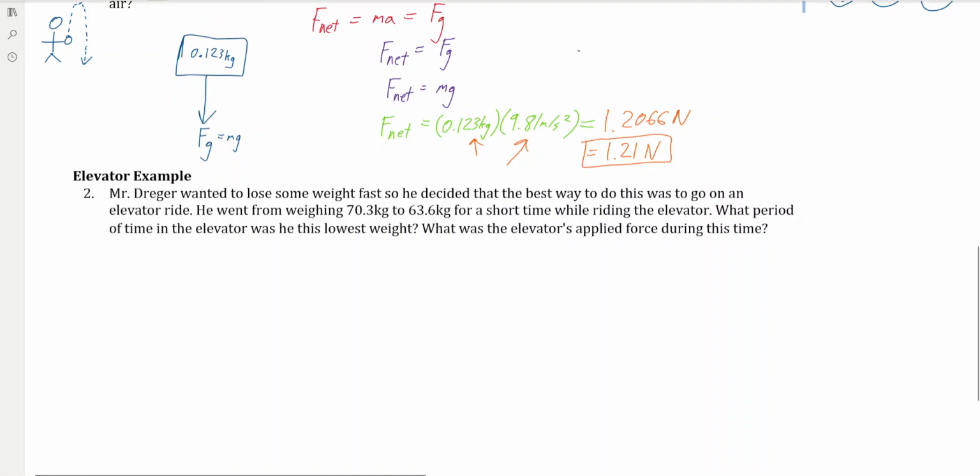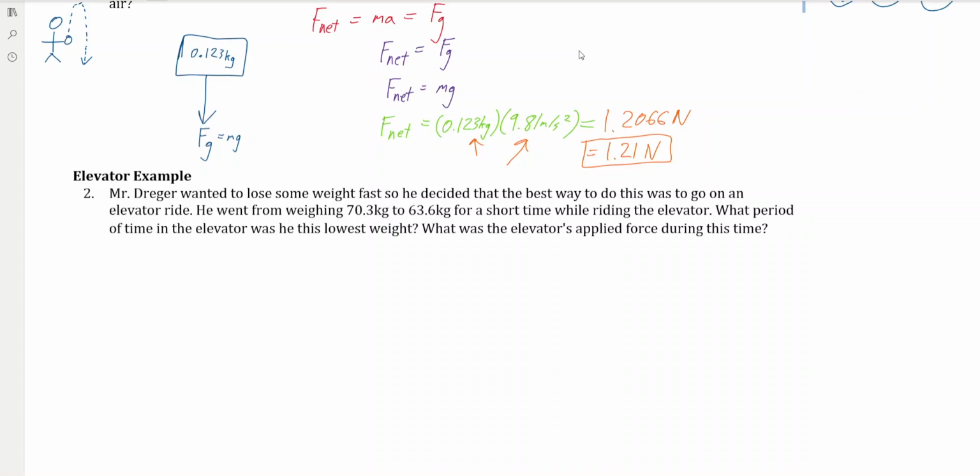So let's start with our blue. Our blue is telling us, well, we need to draw a free body diagram. So let's do that. Mr. Drager wanted to lose some weight fast, so he decided the best way to do this was to go on an elevator ride. He went from weighing 70.3 kilograms to 63.6 kilograms. I don't even know if this is accurate. I only know my weight in pounds, which is kind of weird. For a short time while riding the elevator, what period of time in the elevator was he this lowest weight?